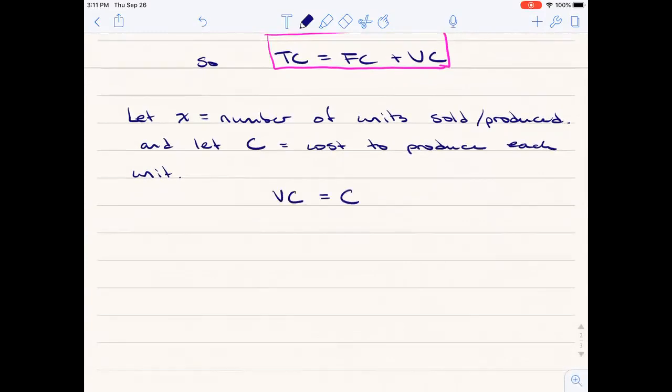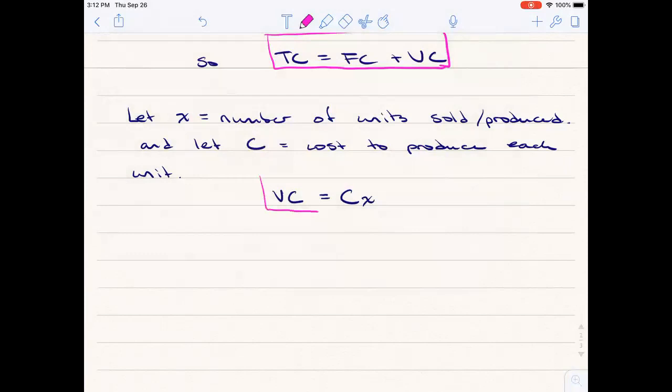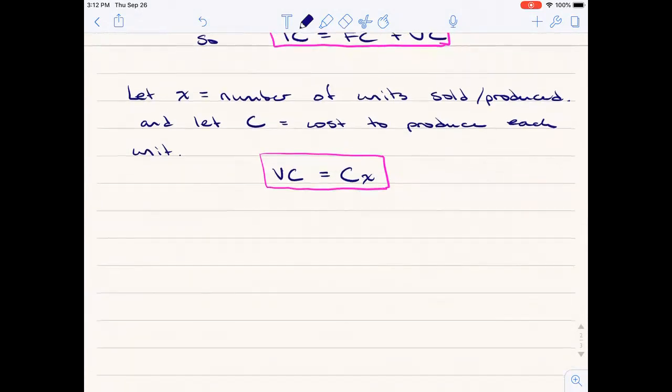That leaves us with the variable costs, which take into account all the costs to produce each unit multiplied by the number of units. And that's also on your formula sheet. So then, moving on, we've handled all our costs: variable costs, fixed costs, and total costs. And so now let's talk about our total revenue.